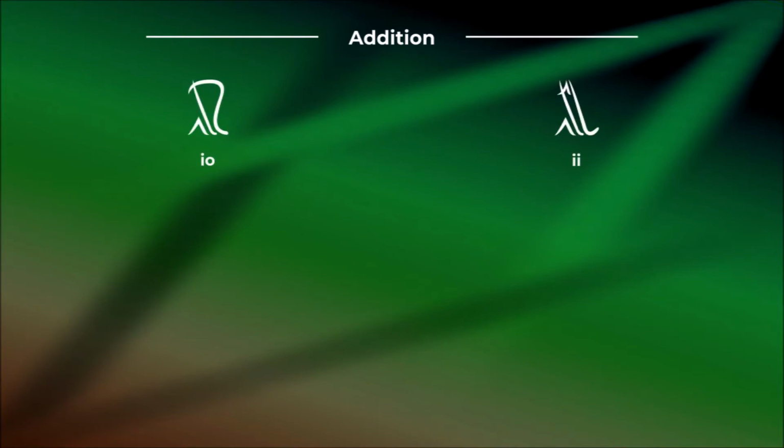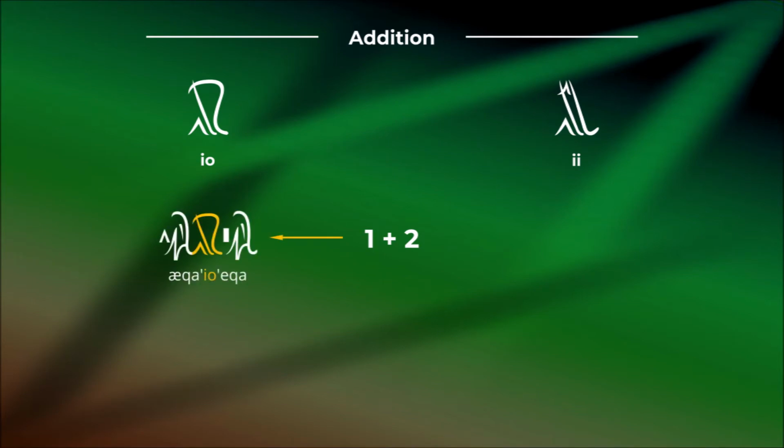We'll start with what many agree is the easiest mathematical operator, addition. For expressing addition, we'll need one of two root words, yo or yi, the passivity and target particle, respectively, which we talked about in video number 19. To say, for example, 1 plus 2, in Ælis we'll say either aika, io, eka, or aika, yi, eka.